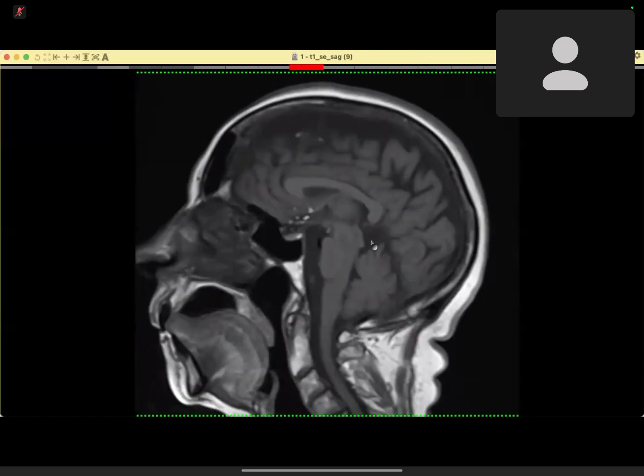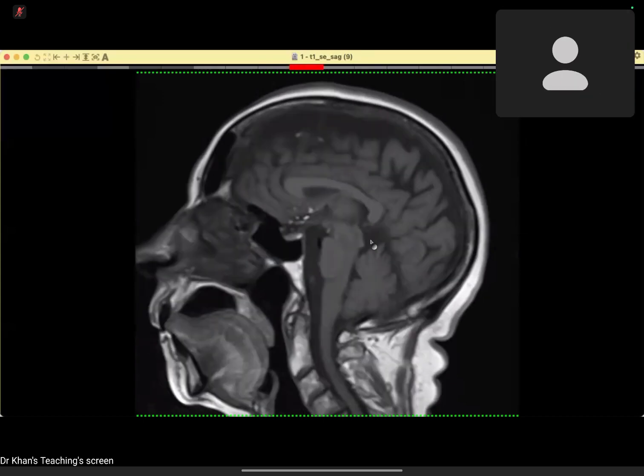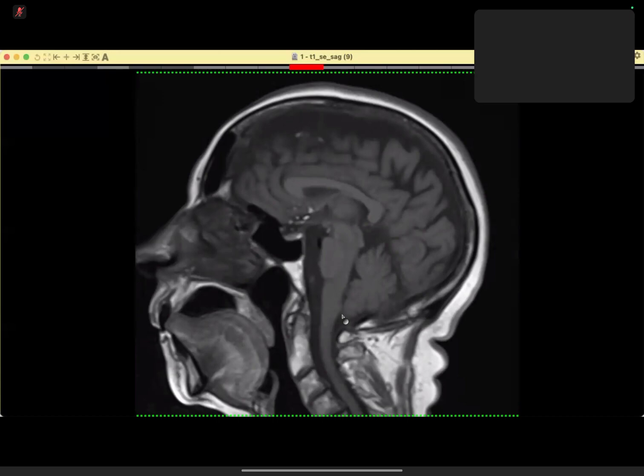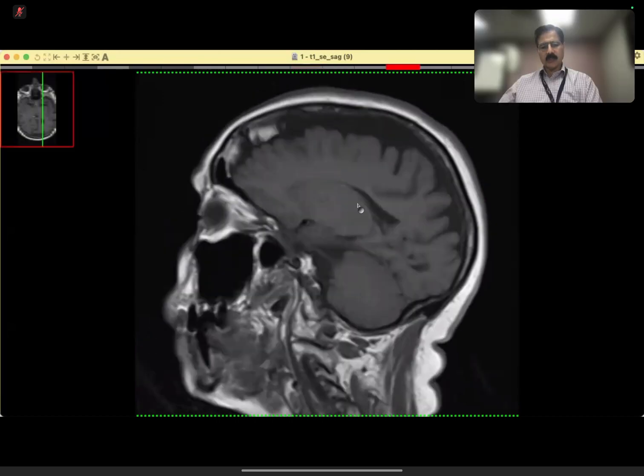What will you do next? I would see a T1 fat sat sequence, and I would also see a post contrast sequence to check whether there's any enhancement or not. Post contrast has got no role. There will be no enhancement.